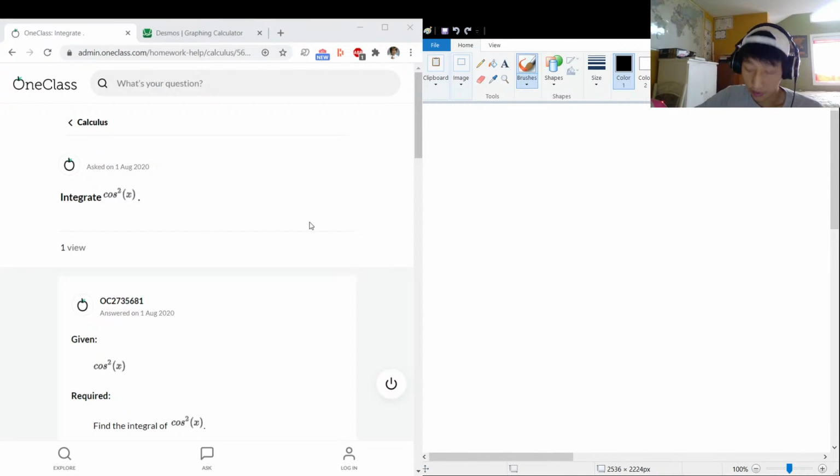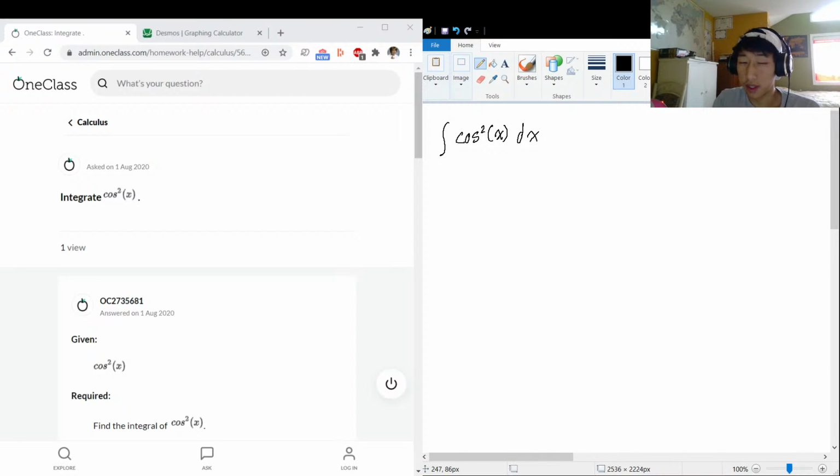So the first question that we will be dealing with today is the integral of cos squared x. So I'll write down our little question here. I'll just make my pen a little thicker. So the integration of cos squared of x with respect to x.